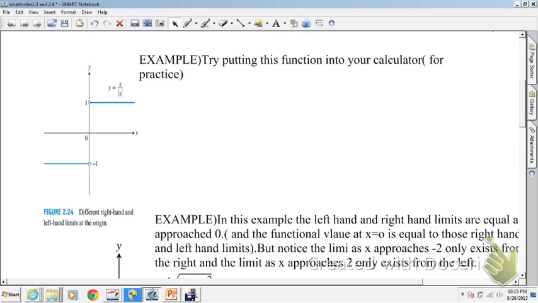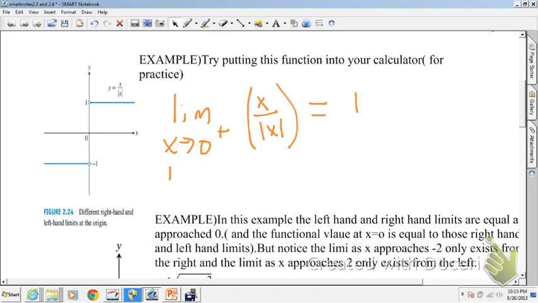And again, just to practice using that notation then, we would say the limit as x approaches 0 from the right of this function, which is x over the absolute value of x, we would say that limit is 1. But the limit as x approaches 0 from the left of that very same function, I'm just going to call that f of x here, is equal to negative 1.